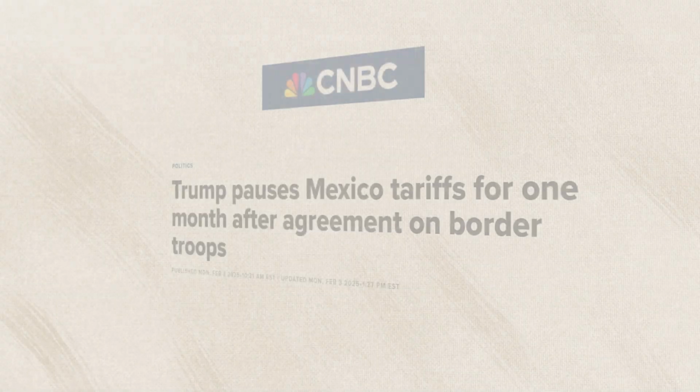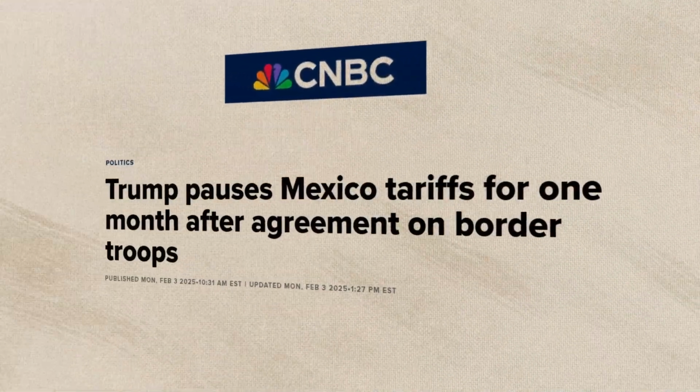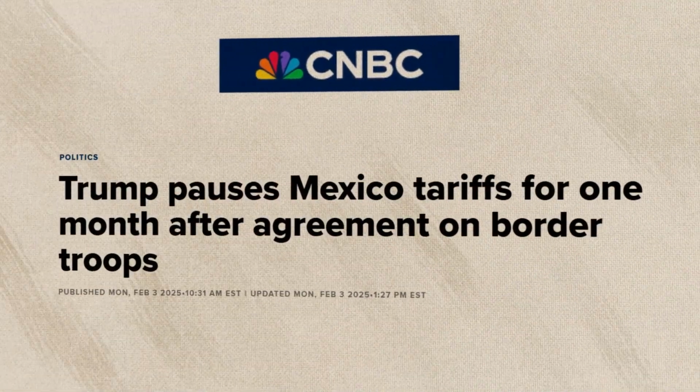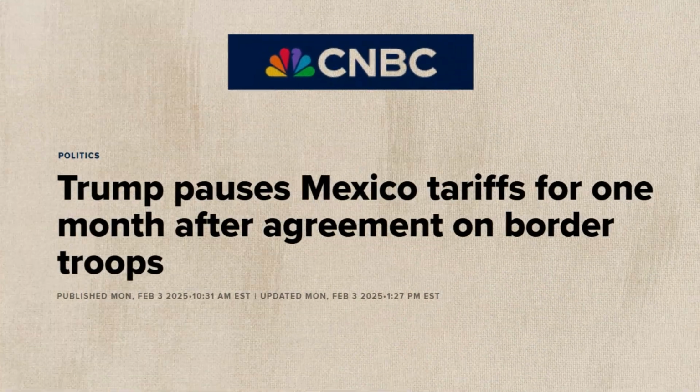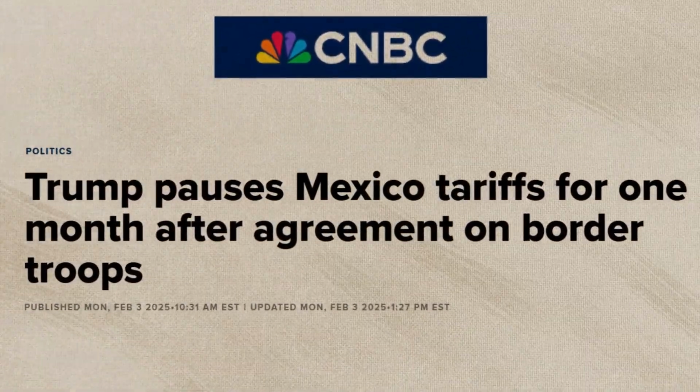While the tariffs were initially set to be implemented, discussions with Mexican President Claudia Sheinbaum led to a temporary pause. Sheinbaum agreed to deploy 10,000 National Guard troops to the northern border to enhance security and curb illicit activities.